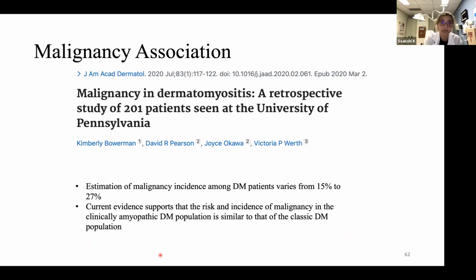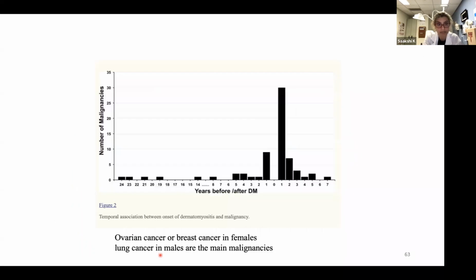So that's why it behooves us to do malignancy screening for our DM patients. The highest risk is really the first year leading to the diagnosis. So year 0 is when the diagnosis of DM is made. So the highest risk is the year leading to the diagnosis of DM and the first year after. But as you see, the risk is there in year 2, 3. So really in the first 3 to 5 years after the diagnosis of DM is the highest risk.